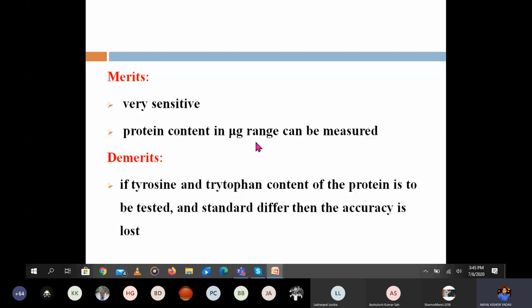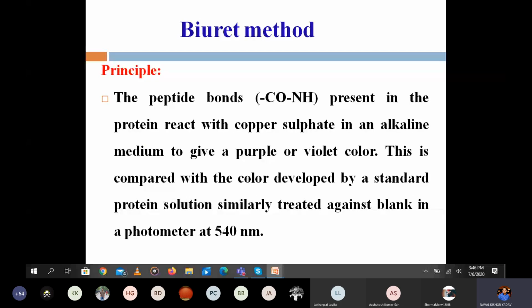The most common method which you have used is the Biuret method. This is basically based on the peptide bond. The peptide bond which is present in the proteins is measured here. The reaction is between the reagent and the peptide bond present in proteins. That is the main basis for the Biuret method. The peptide bond present in the protein reacts with copper sulfate in an alkaline medium and gives a purple to violet color, and the color is compared with the standard, and is measured at 540 nanometer.